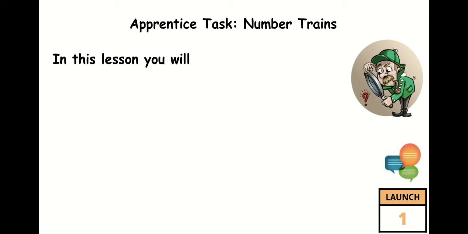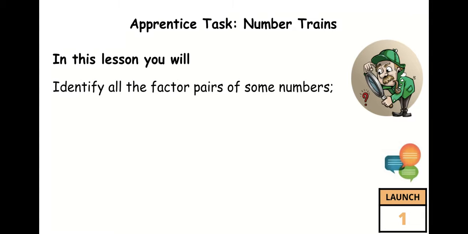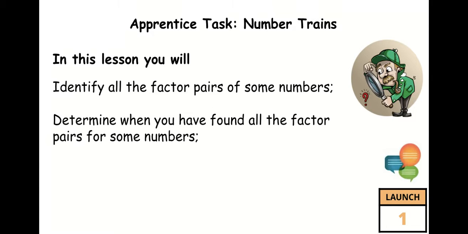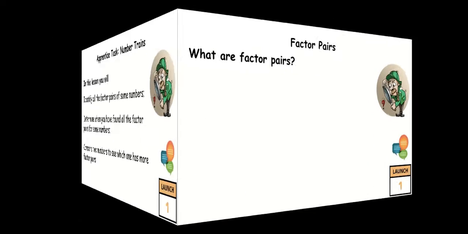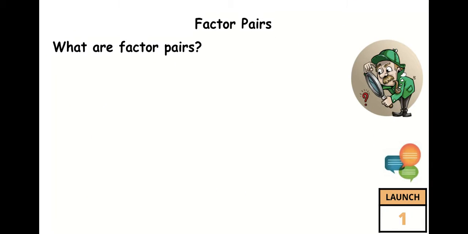In this lesson, Number Trains, you will identify all the factor pairs of some numbers, determine when you have found all the factor pairs for some numbers, and compare two numbers to see which one has more factor pairs. So what are factor pairs?